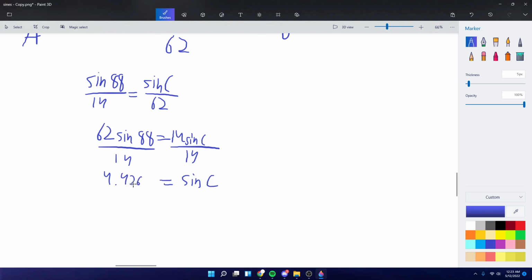4.426. So this is a big problem because there's no angle whose sine is going to give you this value. That's just not possible at all. Even if you were to take the inverse sine of 4.426 and put that in your calculator, you just get undefined. So it's a pretty big hint that something is wrong.